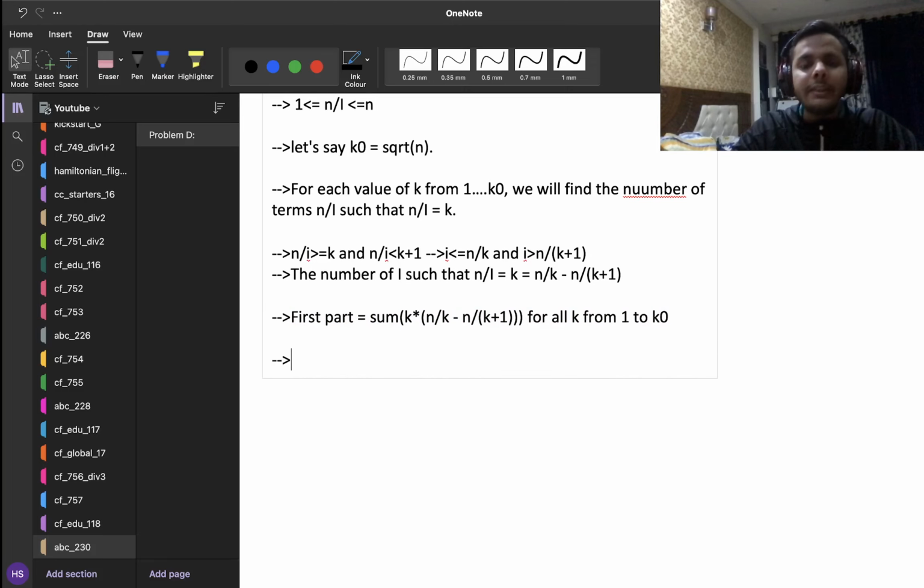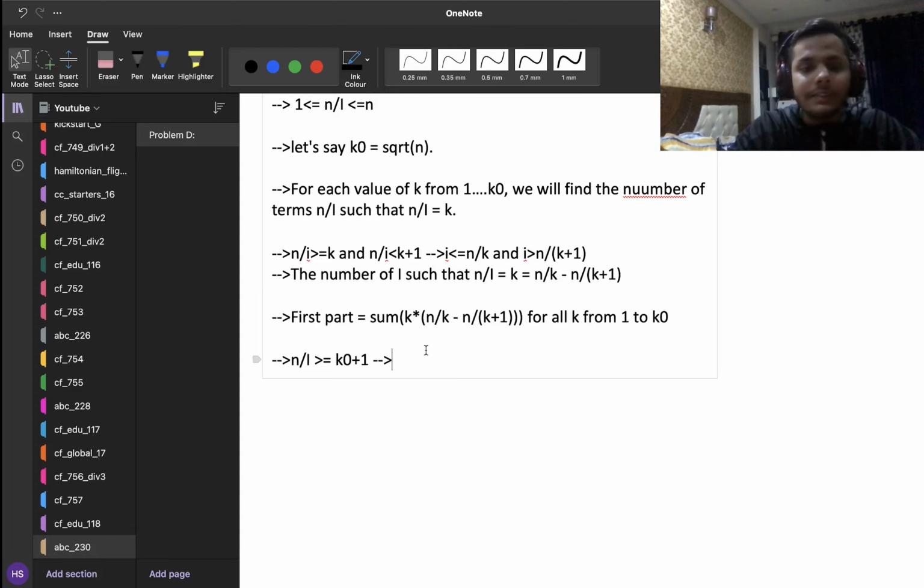Now what if the value of n by i becomes greater than k naught? So what I'm trying to say is the value n by i becomes greater than or equal to k naught plus 1. Well, the good thing here is that we have broken down the solution into two parts. We have already calculated the first part, and it seems that the second part is also very easily calculable.